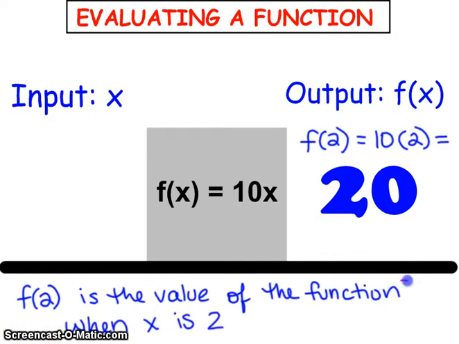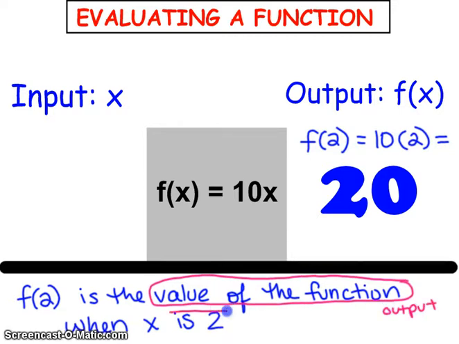So when I say the value of the function, that's like the output. That's like the chicken nuggets. Whereas when x is 2, that's what we put in. So we had to put that in to get a value.